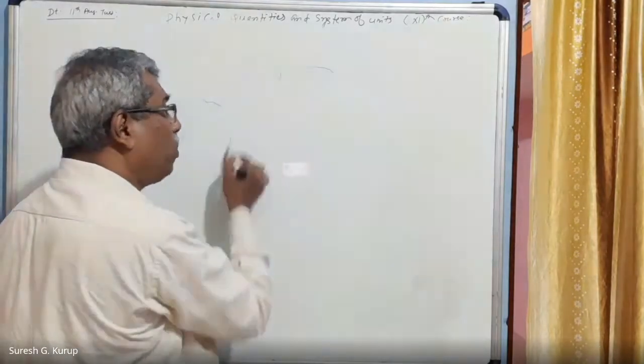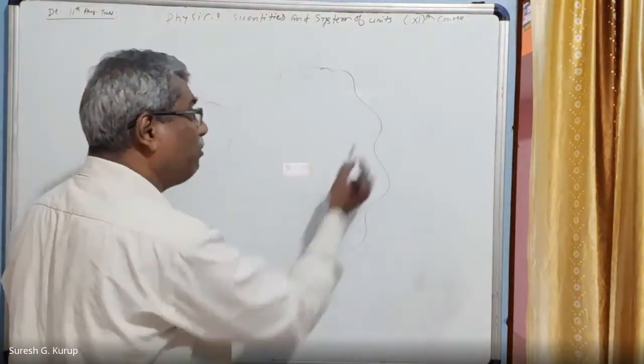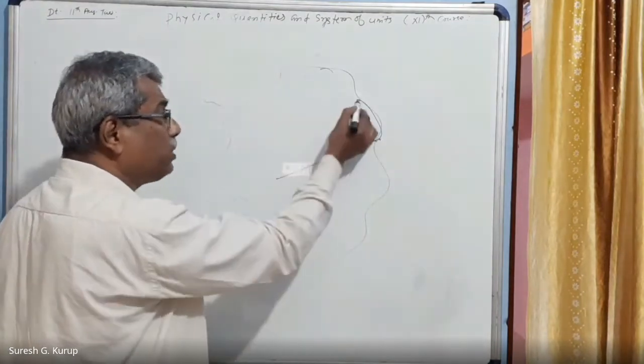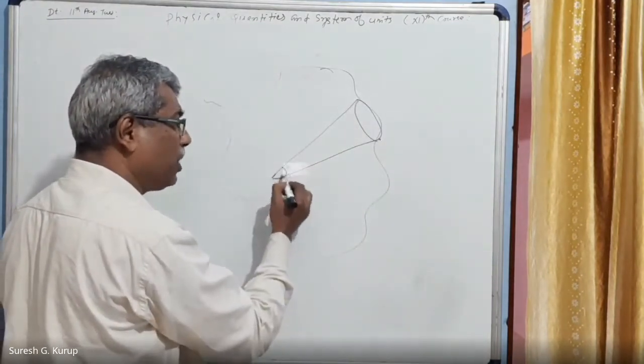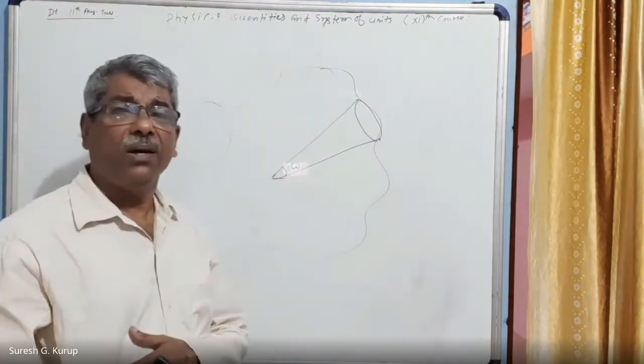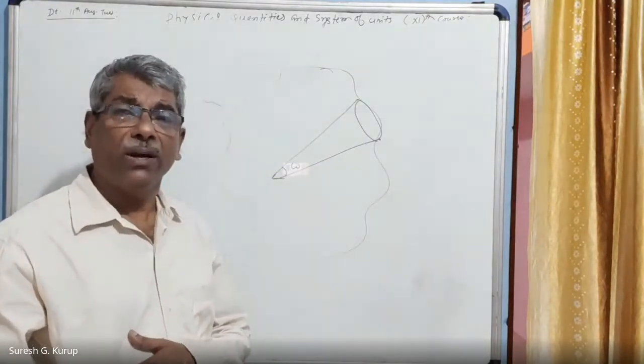So from a large body like this, if you take an area here, this area will subtend an angle at this point, and this angle is called omega, what is called solid angle.